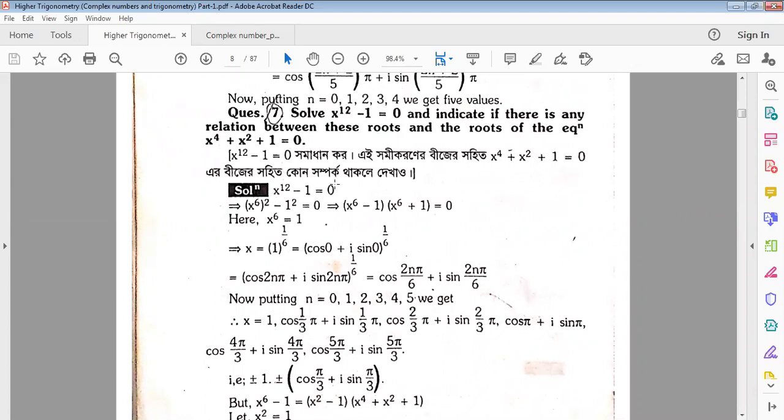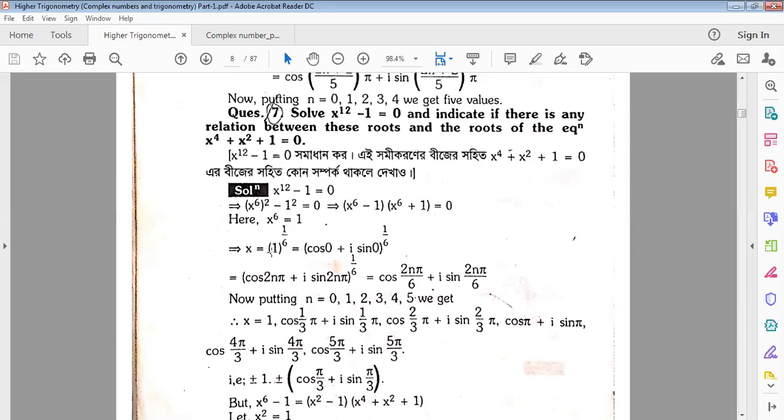Now, the given equation x to the power 12 minus 1 equals 0 can be written as (x to the power 6) whole squared minus 1 whole squared. That means using the a squared minus b squared formula, (a plus b)(a minus b) equals 0. First of all, we have to find x to the power 6 equals either this equals 0 or this equals 0. That means how many values here? 12 values of x. How many roots? 12 roots. Now, for the first term, x to the power 6 equals 1.